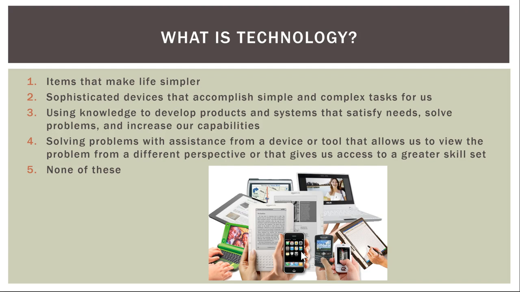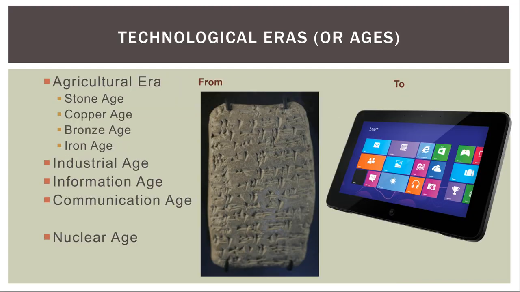When we think of technology, we think about sophisticated stuff. But it turns out that it's really just using knowledge to develop products and systems that help us. So that's number 3. When we think about technology, we can divide it up into technological eras, from the Stone Age to the modern age.